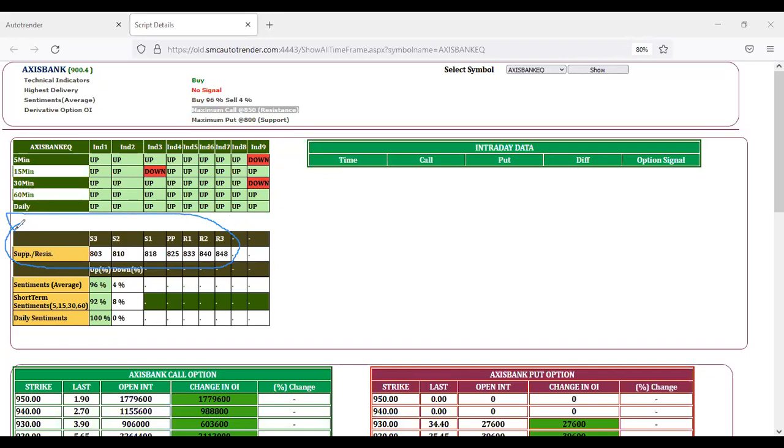And pivot point theory works on the open, high, low, close of yesterday. Say if I'm talking about Friday as a base, then pivot points are calculated based on the open, high, low, close of Thursday, and it works only for intraday. So these price points are for intraday.